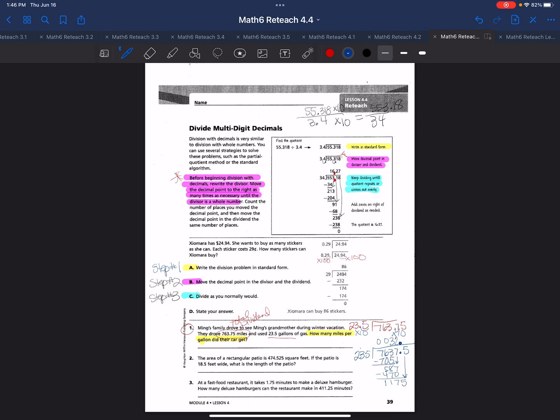Can 235 go into 1,175? 5 times. 5 times 235 is 1,175. So how many miles per gallon did their car go? So the quotient was 32 and 5/10 miles per gallon.